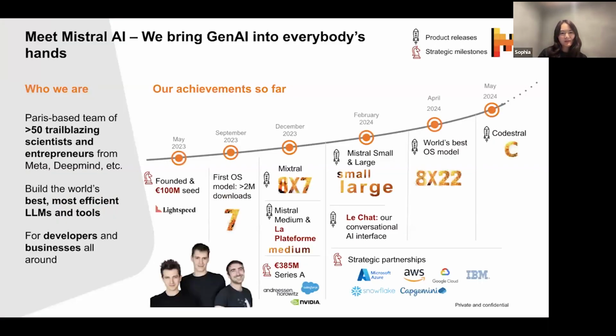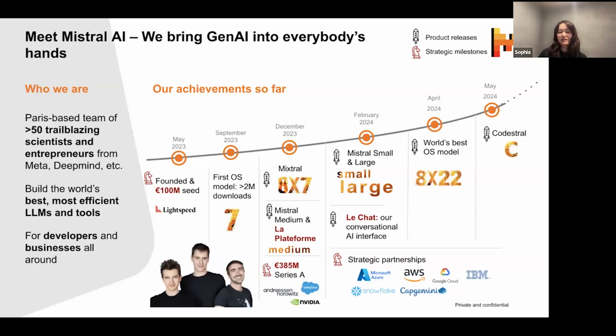Some brief history about Mistral. I hope all of you know about Mistral, but if you don't, we are a Paris-based team of more than 50 people. We were founded about a year ago. And in September last year, we released our first model, Mistral 7B. And then December, we released Mistral 8x7B with a lot of good feedback on both models. And we also released our first commercial model, Mistral Medium, and also the platform where you can use our model on the platform through our API. And then February this year, we released Mistral Small and Mistral Large.